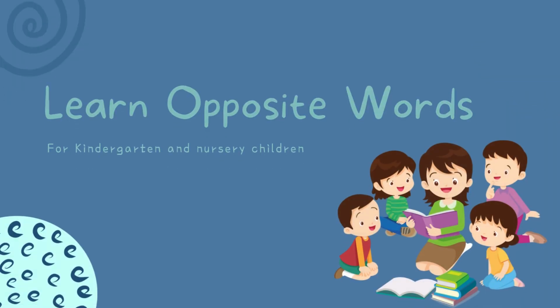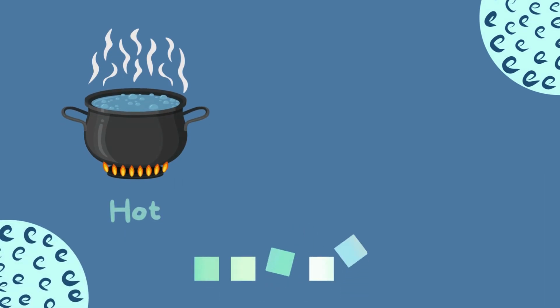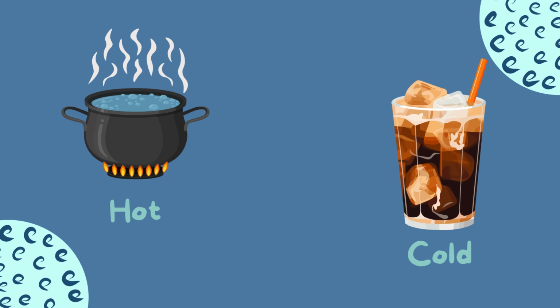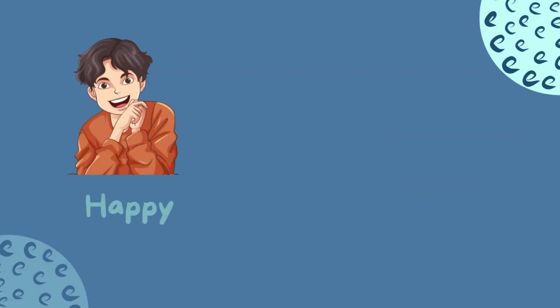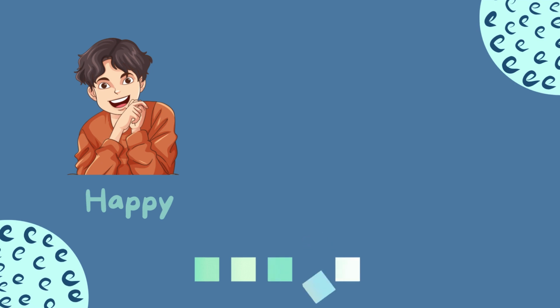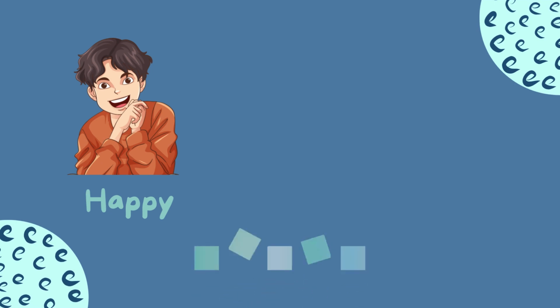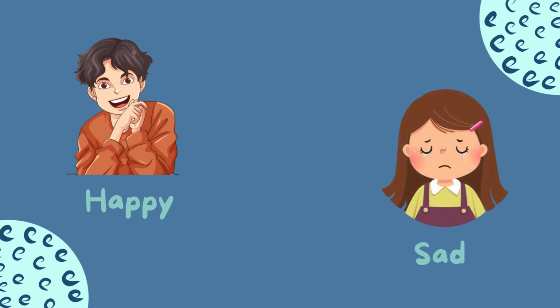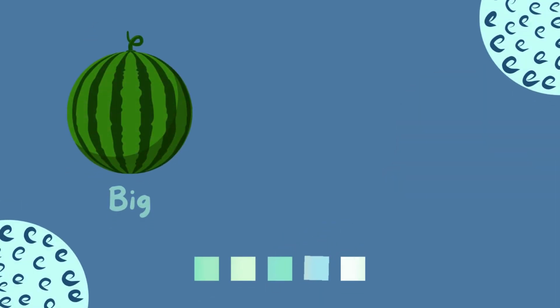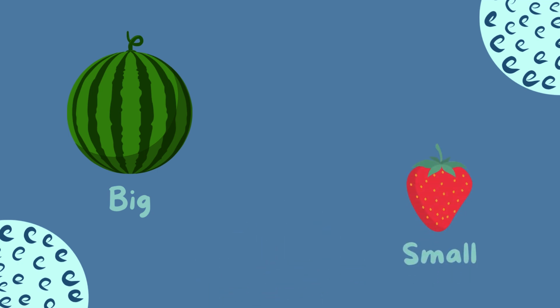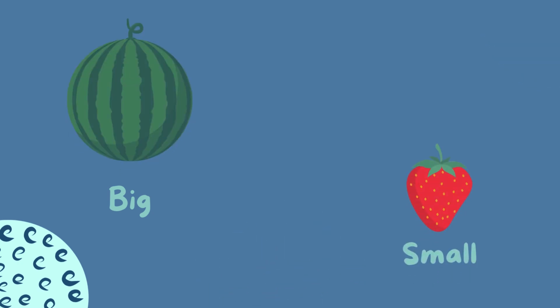So today we are going to learn opposite words. Let's start. Hot. Can you guess, children? Yes, cold is the opposite of hot. Happy. Guess, children? Sad. Yes, sad is the opposite word of happy. Big. I hope you all know. Small. Yes, small is the opposite word of big.